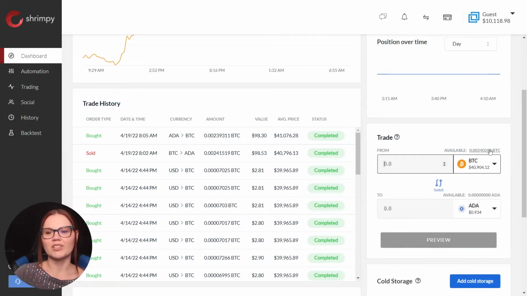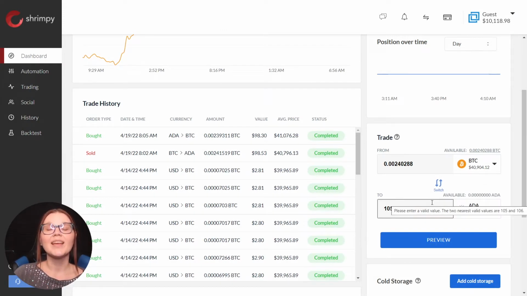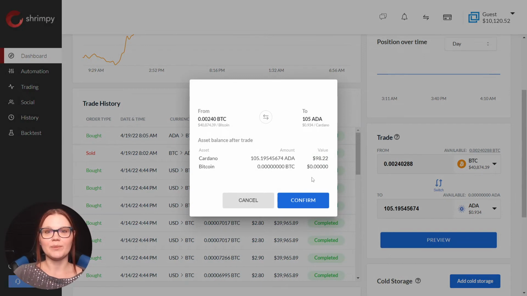Select how much you want to trade. We can see the amount of Cardano that Shrimpy will purchase. Select Preview and see the trades that will be made and our asset balance after the trade. If everything looks good, select Confirm.